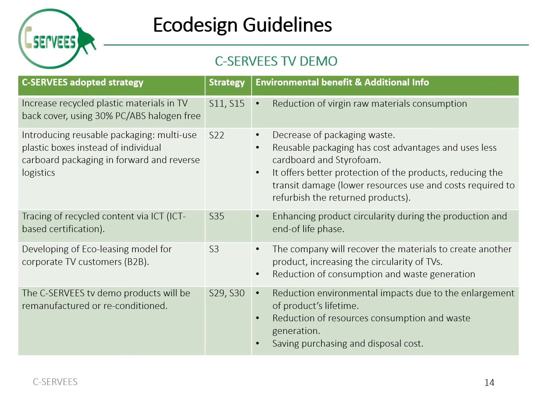All the eco-design measures that were implemented in the C-Service TV set demo are the following: increase of recycled plastic materials in TV backcover, reducing the virgin raw materials consumption; introducing reusable packaging, namely multi-use plastic boxes instead of individual cardboard packaging in forward and reverse logistics, decreasing packaging waste. Furthermore, reusable packaging has cost advantages and uses less carbon than styrofoam. It offers better protection of the product, reducing the transit damage.